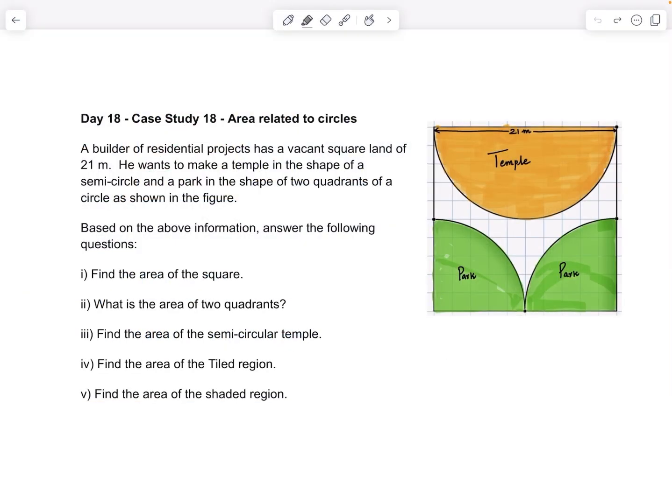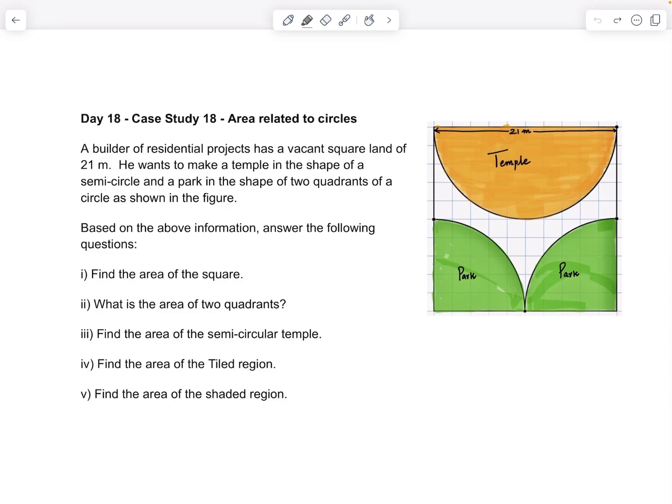The question goes like this. A builder of residential projects has a vacant square land of 21 meters. He wants to make a temple in the shape of a semicircle and a park in the shape of two quadrants of a circle as shown in the figure. Based on the above information, answer the following questions.